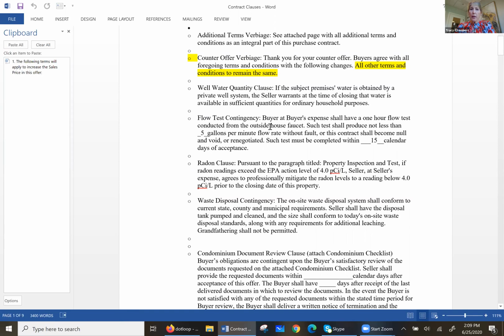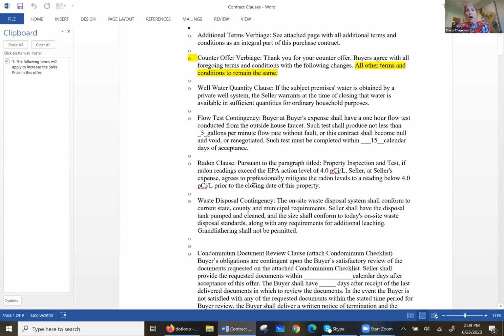And I want to say, buyer at buyer's expense shall have a 1-hour flow test conducted outside the house, from the outside house faucet. Such tests shall produce not less than 5 gallons per minute flow rate without fault, or this contract shall become null and void or negotiated. Such tests must be completed within 15 calendar days of acceptance. The 5 gallons is the minimum. I have seen anywhere from 5 to 8. And that's just so that if a normal household is using the water and everyone's taking a shower at the same time, they're able to.